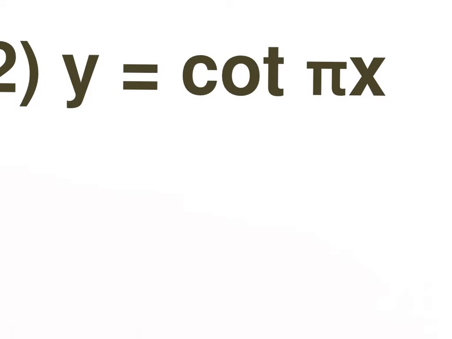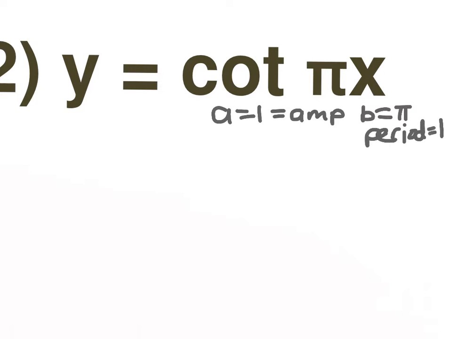All right, now we'll do 2, cotangent. So start the same way. We're going to identify the amplitude, which is 1. We're going to do the period. B is now pi, so the period is 1 because it'd be pi over pi. And then what changes between cotangent and tangent is what? What do we change to set it equal to? 0.